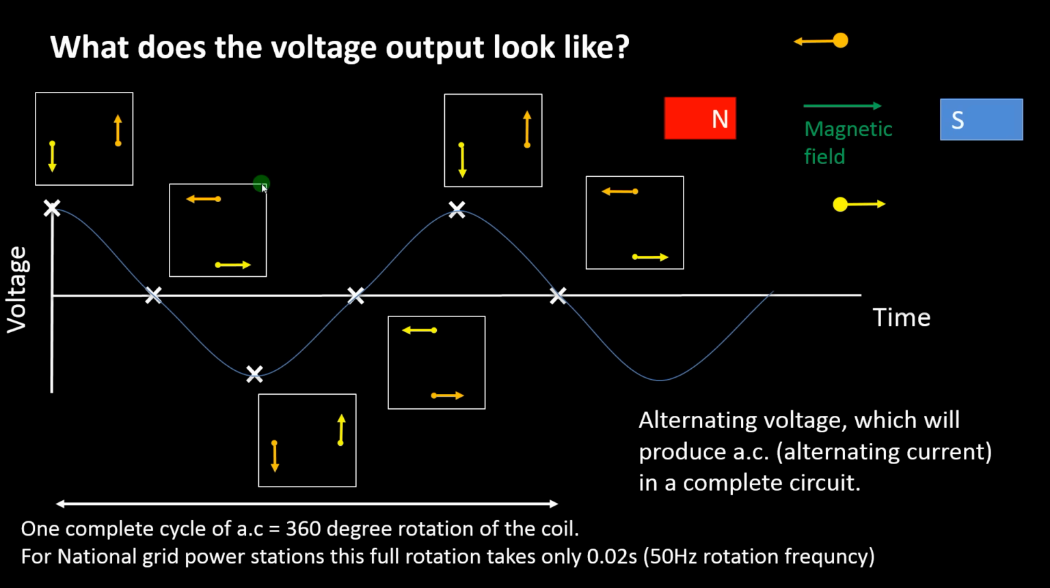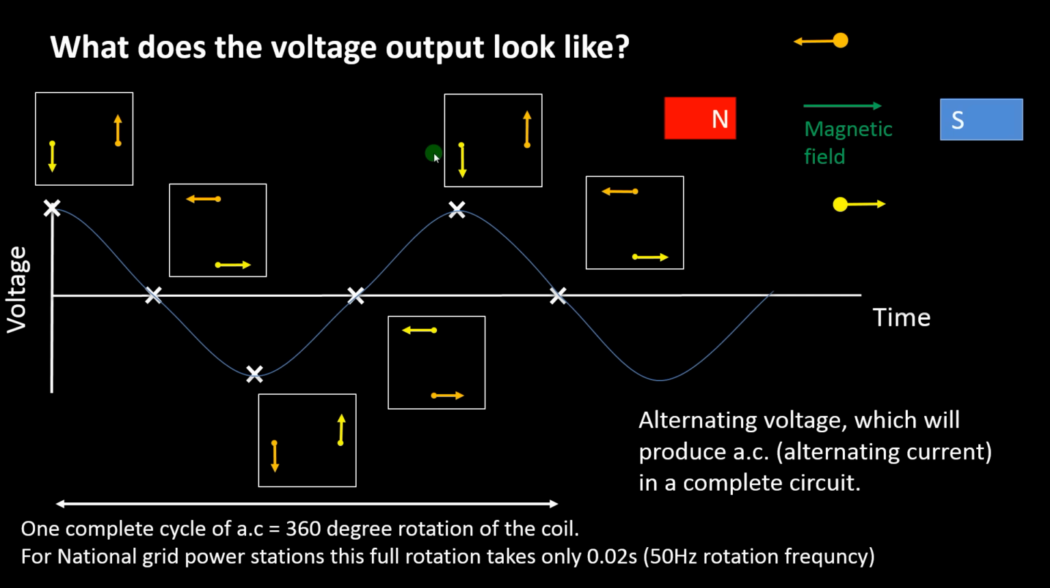Okay, other things you need to know. Worth remembering that one complete cycle of the AC is a 360-degree rotation of the coil. Also worth remembering that for the national grid, the rate of cycling is 50 times per second, or 50 hertz, and that means each one of these cycles is 0.02 seconds long. So from this position here, where we have the coils in our original position, back to when they're in their original position again, takes 0.02 seconds.